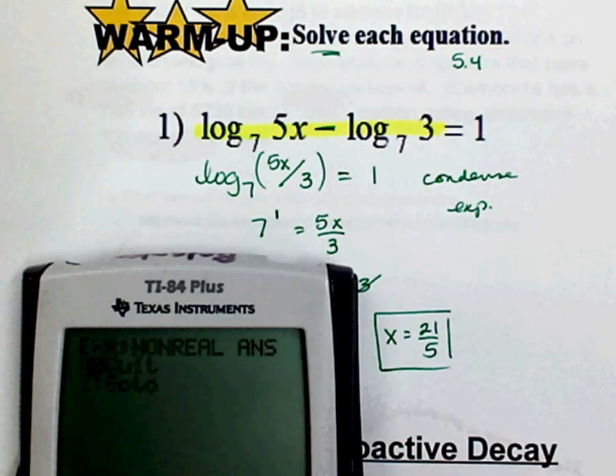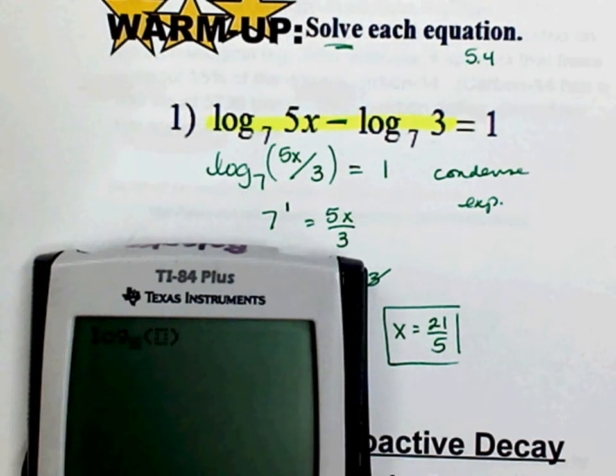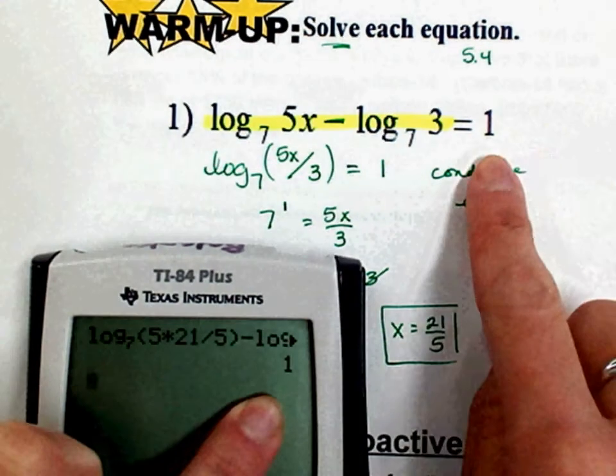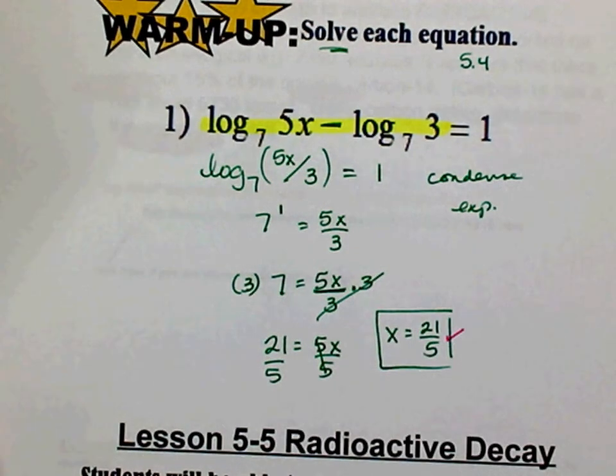So here we go. Let me clear that. So, log base 7 of 5 times 21 divided by 5, minus log base 7 of 3. Did it equal 1? Yep. So guess what? This is the correct answer. Always check your work when you are solving.